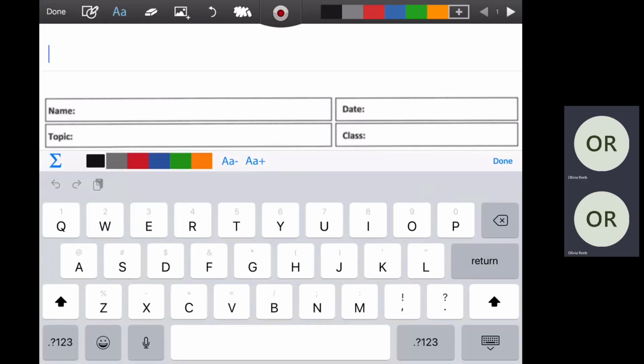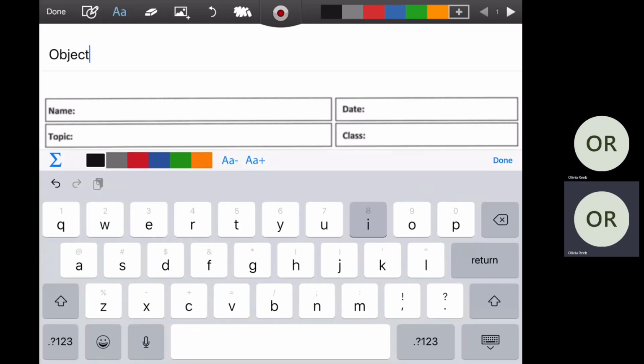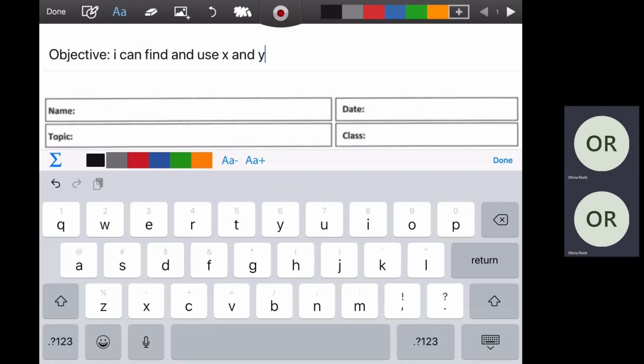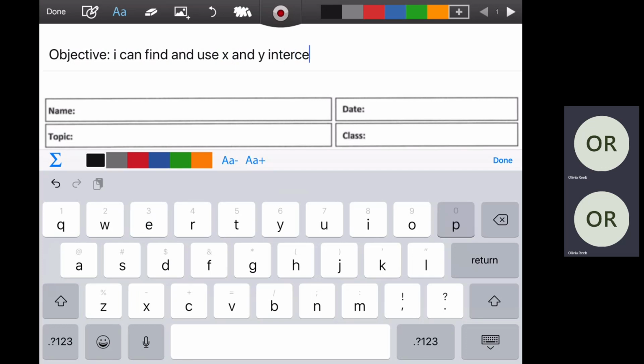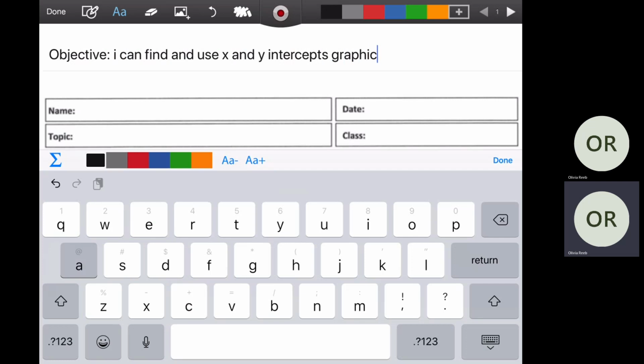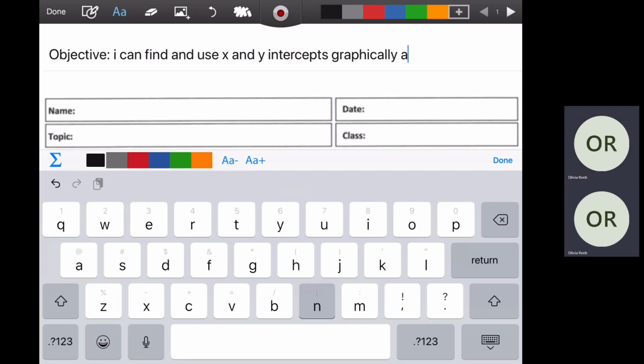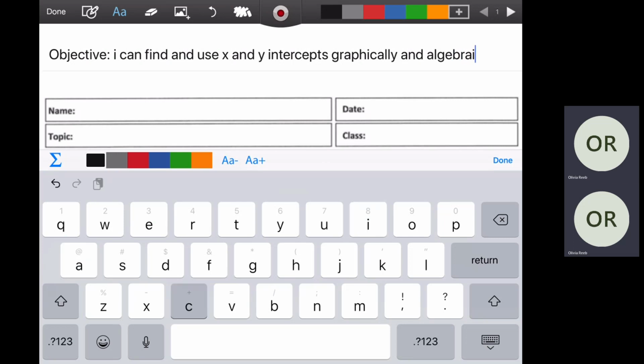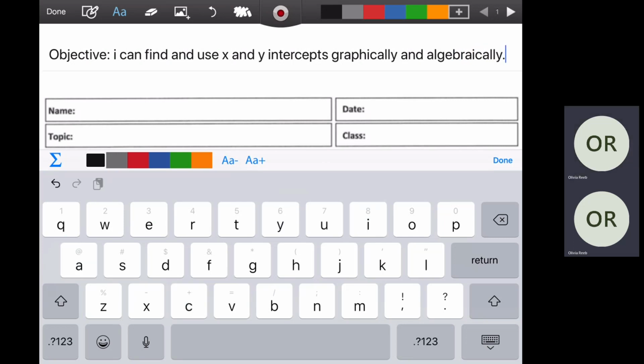Our objective for today is I can find and use x and y intercepts graphically and algebraically. I hope I spelled that right.